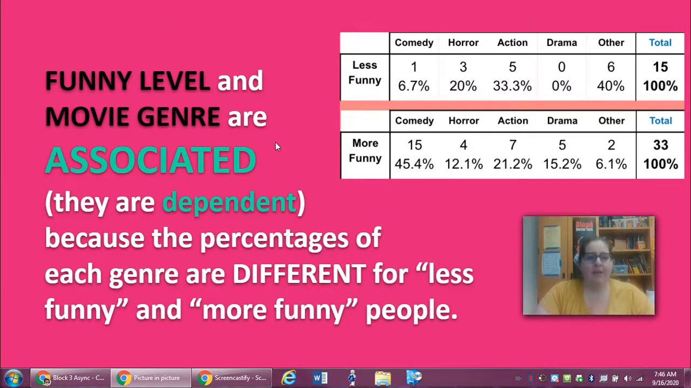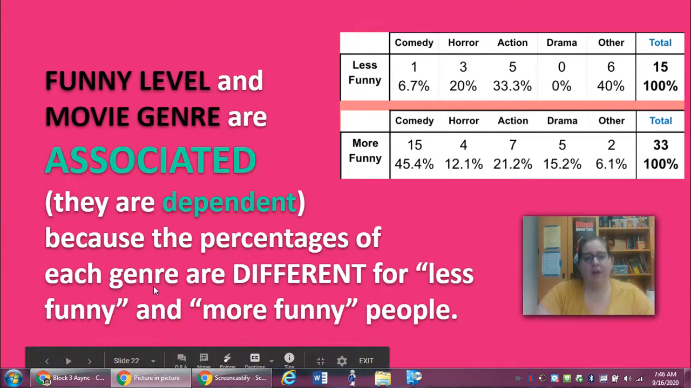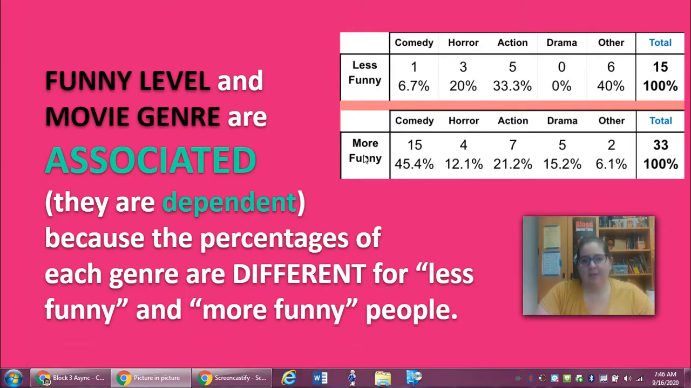So I could say the funny level and movie genre are associated, or are dependent, because the percentages of each genre are different for the less funny and more funny people. So that kind of tells me that what they rated themselves as in terms of funniness is seeming to have an impact. You see that change in percentages, that distribution of percentages is different between the two groups.